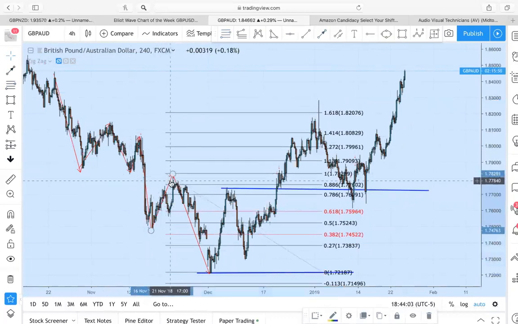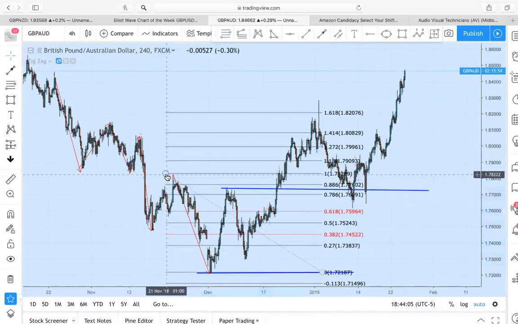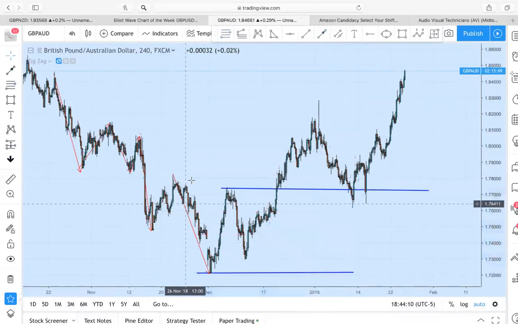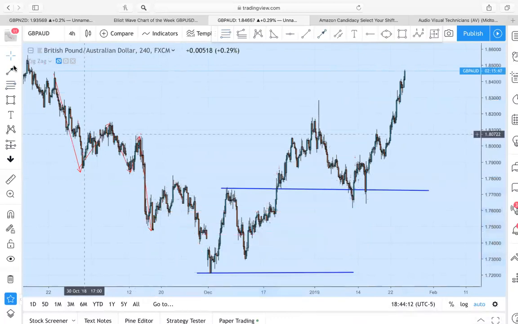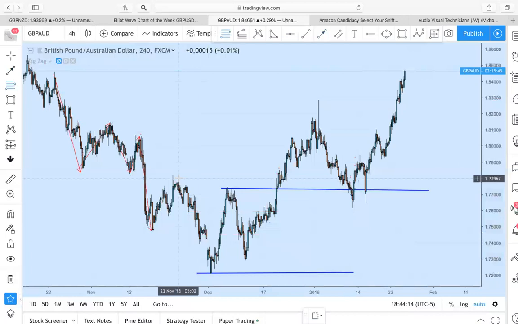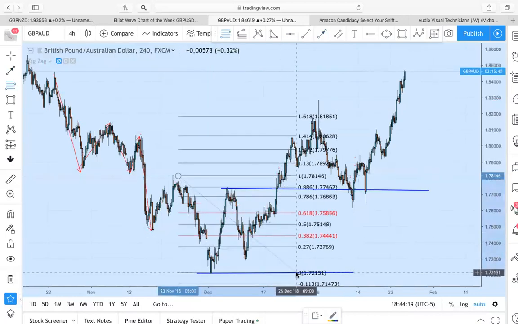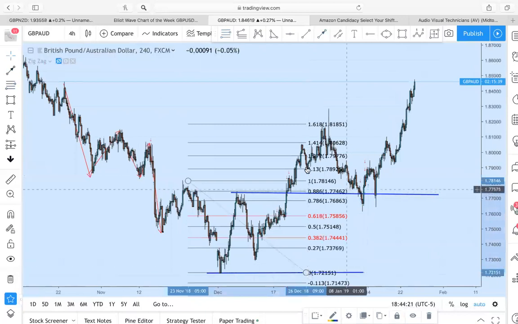If I just get rid of this here, I'll show you what I'm looking at when I look at these, what I'm actually seeing. So let me get rid of this. From my X to my A, this is the previous impulse leg. We're measuring an 886. There we go.